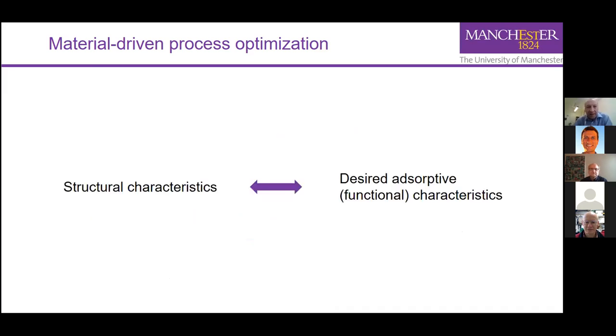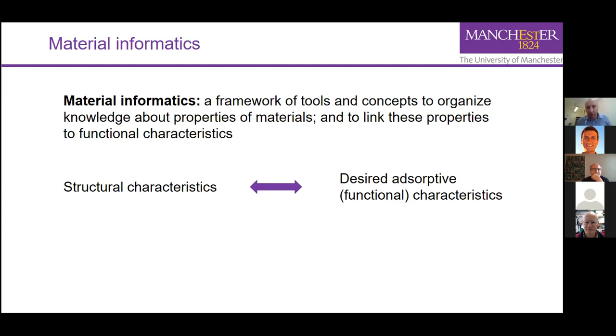But the idea would be to maybe start with something simple, such as structural characteristics, and see if there is any connection between the structural characteristics and desired functional characteristics. So a material has a particular porosity, and as a result of this, it has a capacity to store a certain amount of natural gas or hydrogen. Okay, and so in a sense, we are interested in this arrow between structure and function. And that, in some sense, is the essence of material informatics, which I call a framework of tools and concepts to organize knowledge about properties of materials and to link these properties to functional characteristics.